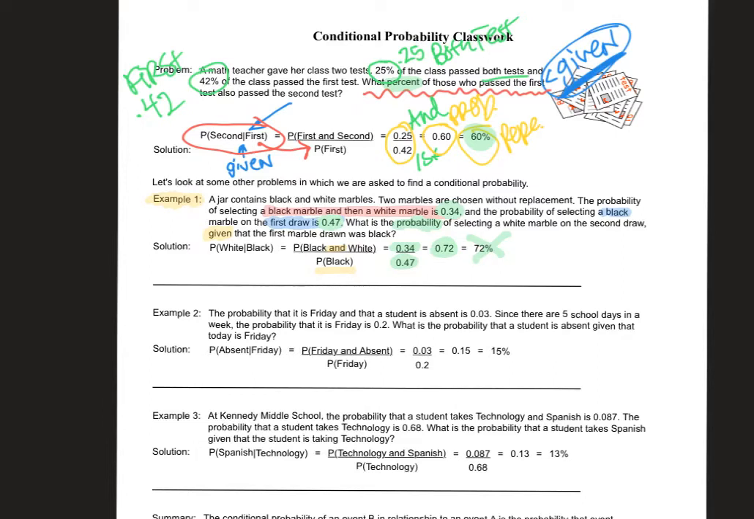All right, example 3. The probability that it is Friday and that a student is absent is 0.03. Since there are 5 school days in a week, the probability that it is Friday is 0.2. What is the probability that a student is absent given that today is Friday?